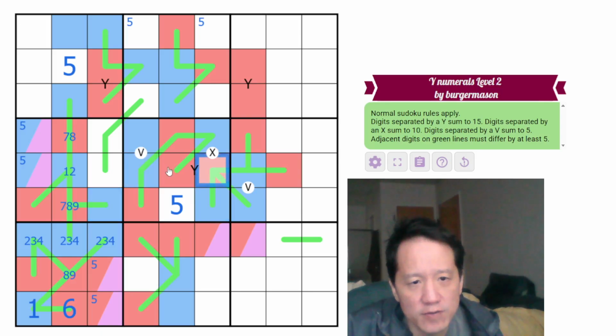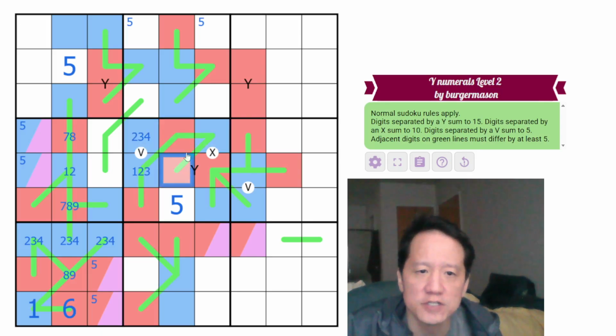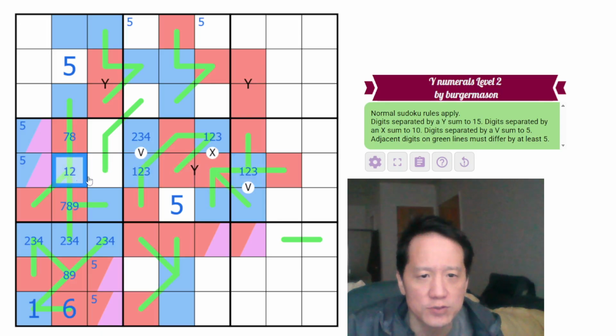What else do we have? This is next to 2 unique digits on a German whisper line, so it's 1, 2, or 3, which makes this 2, 3, or 4. This is next to 2 unique digits on a German whisper line, so this is also 1, 2, or 3. This is next to 2 unique digits on a German whisper line, so this has to be 1, 2, or 3 also. So we have a 1, 2, 3, 1, 2, 3, 1, 2, 3 triplet. This must be 2, 3, or 4.